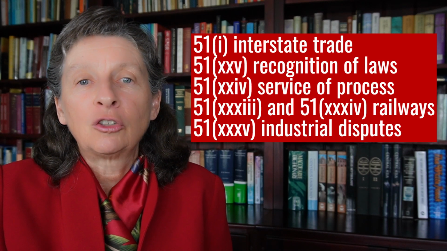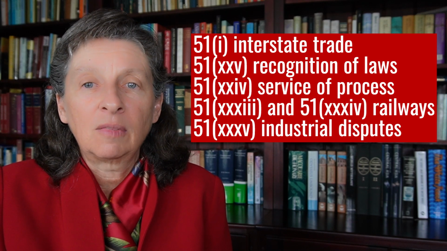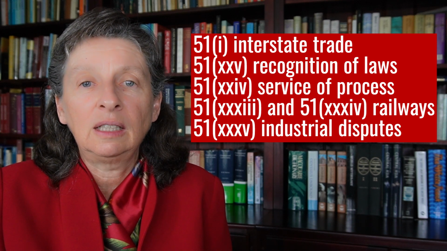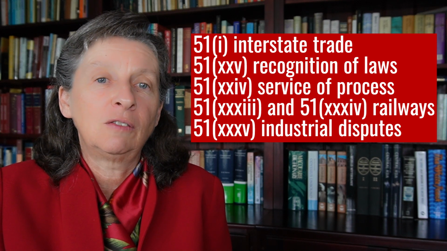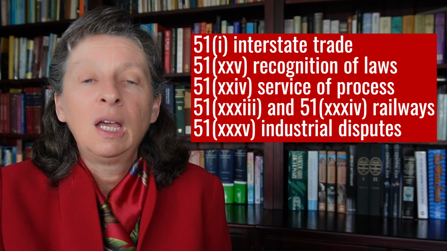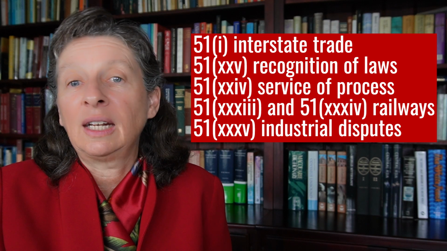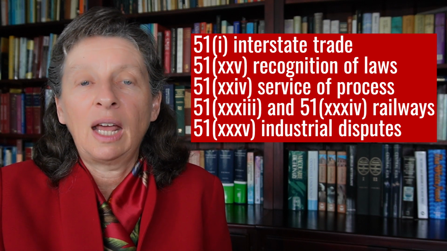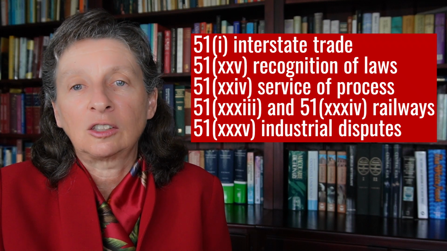It covers trade and commerce among the states, the recognition throughout Australia of laws and judicial proceedings, the service and execution of civil and criminal processes and judgments throughout Australia, the acquisition, construction and extension of railways across Australia, and the conciliation and arbitration of interstate industrial disputes. The fourth category is matters that need a uniform standard or approach across the country.